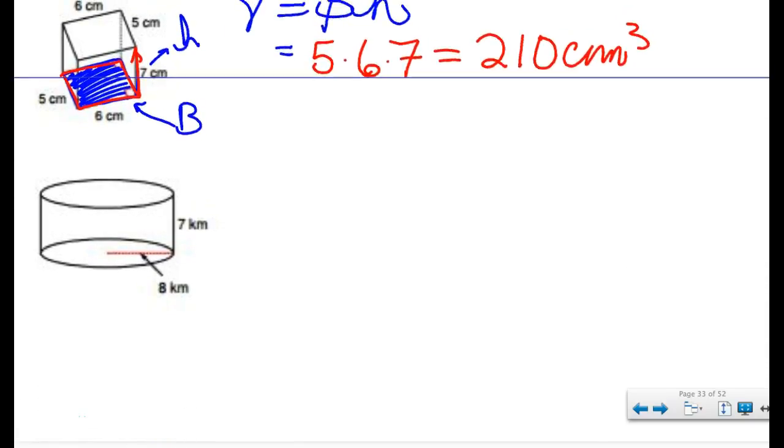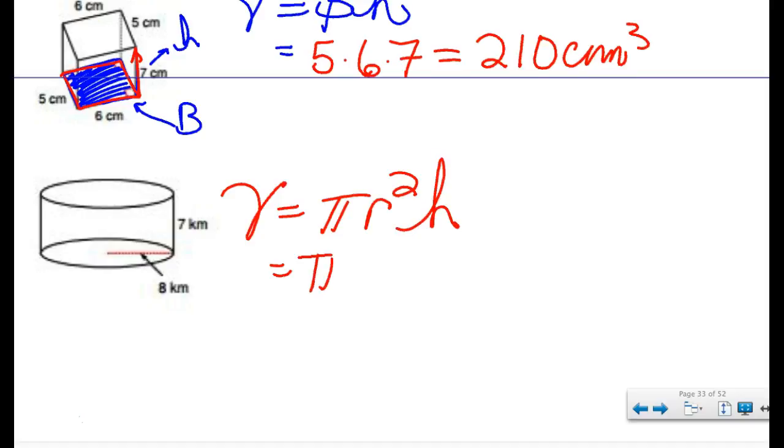Next, I've got a cylinder. My volume for a cylinder is pi r squared h, and I plug these in. So I do pi times 8 squared times h, which is 7. So this is h, this is r. And then you'd go to a calculator and you would enter that.